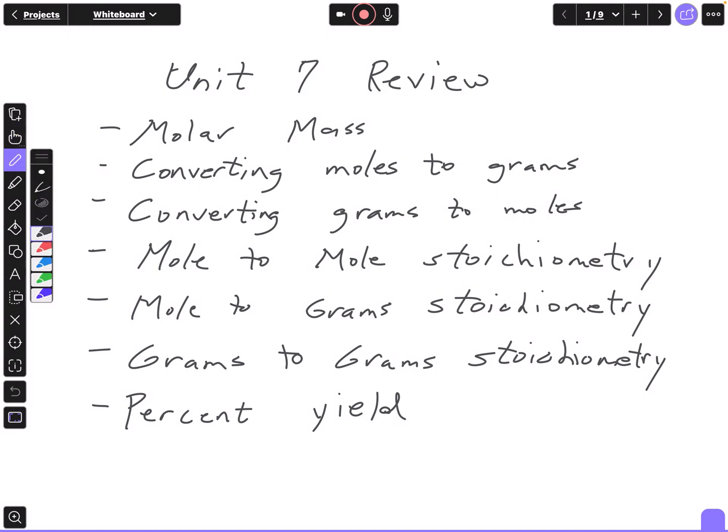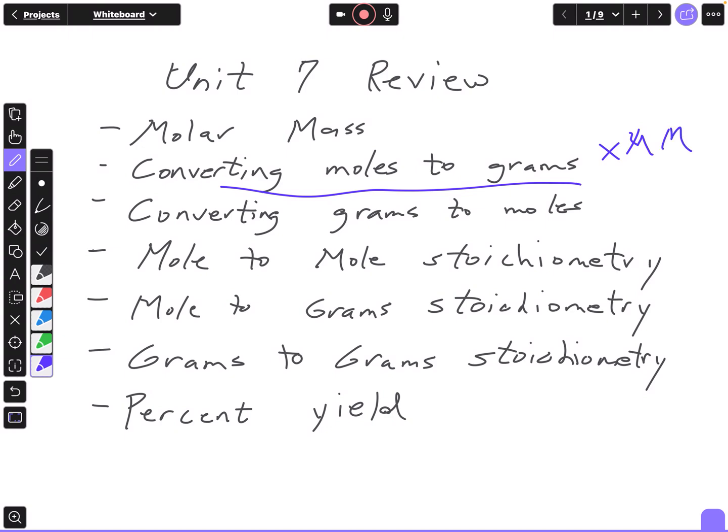But what you need to know is how to calculate molar mass, which you have to be able to do to solve these problems, but there might be a couple questions on the test where it just asks for the molar mass. You also need to know how to convert moles to grams. You multiply by the molar mass. We've been doing that for a while now. Converting grams to moles, you divide by the molar mass. Take your grams that are given, find the molar mass of the substance, and divide by that molar mass.